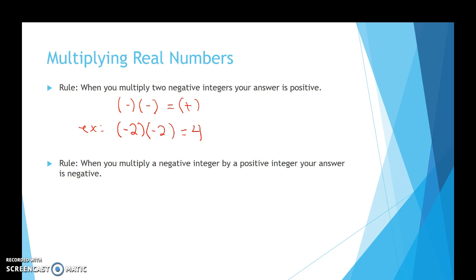Another rule when you're multiplying numbers is when you multiply a negative integer by a positive one, your answer is going to be negative. So for instance, if you take a negative integer and multiply it by a positive, you're going to get a negative answer. Our example here would be if we take, let's say, -3 and multiply it by +4, we're going to get an answer of -12.